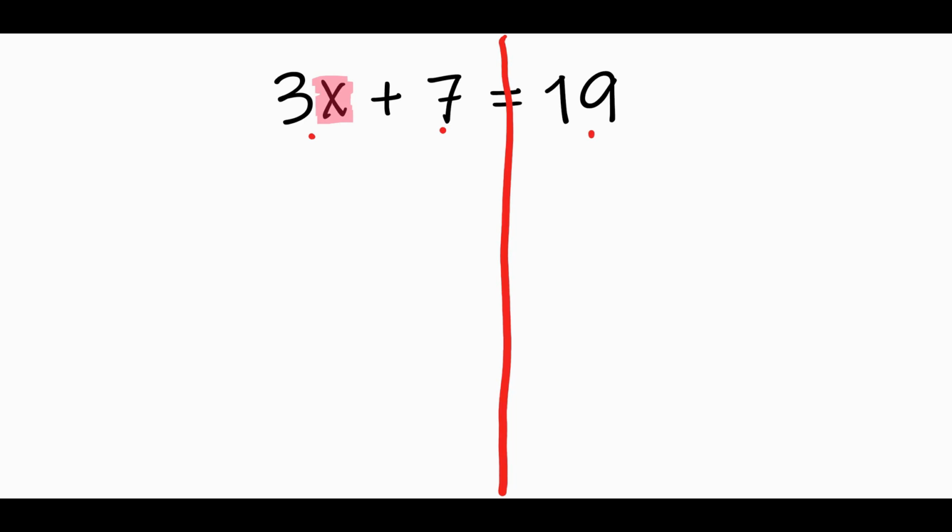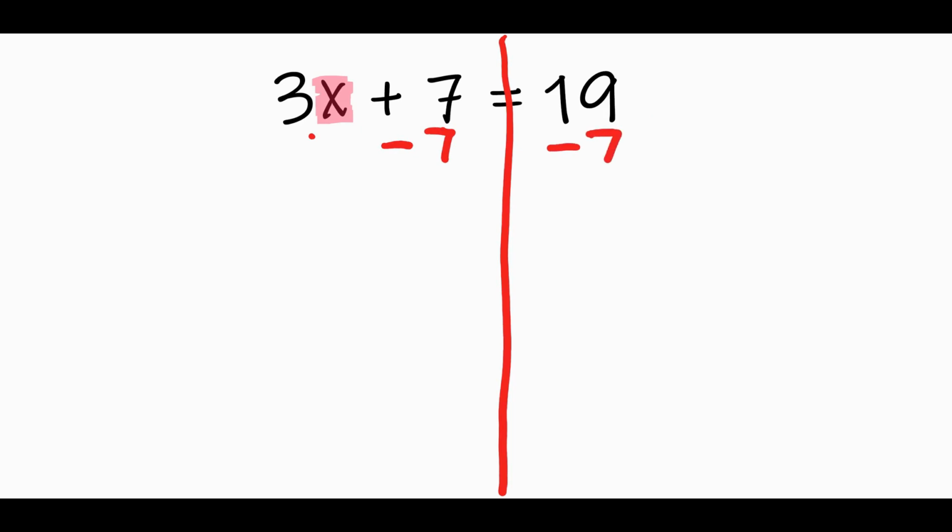And the way to get rid of it, because we can't just move it to the other side and put a plus 7 here. We're not allowed to just move something from one side to the other. We need to do the opposite in order to move it to the other side. So we are going to subtract 7. And remember, whatever you do to one side, you're going to do to the other. So we're going to subtract 7 on this side.